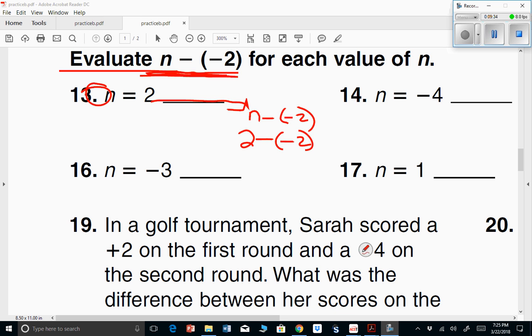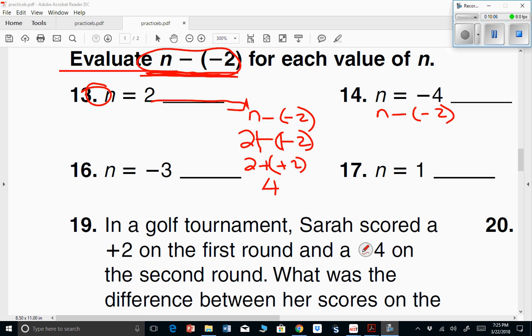Now, I told you just a minute ago that subtracting a negative is the same thing as adding a positive. That says 2 plus +2. So it's just 2 plus 2. So that equals 4. Now let's try this one here. The directions are still the same. We are still evaluating n minus negative 2. So we write the expression n minus negative 2.